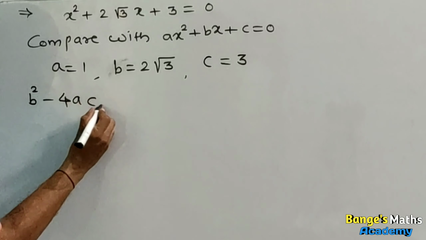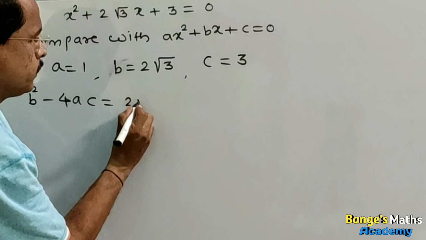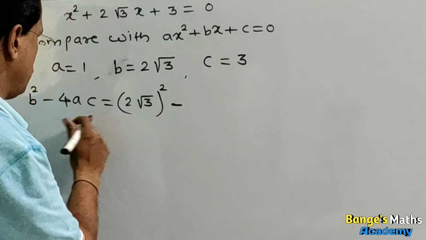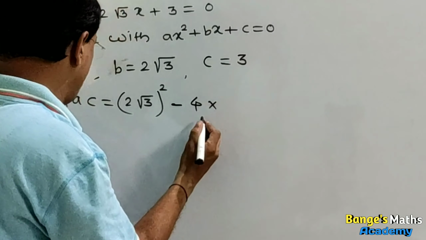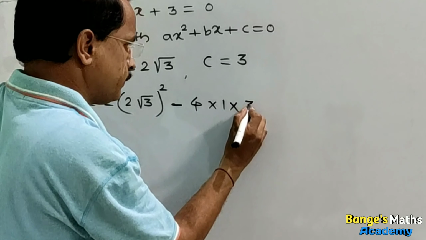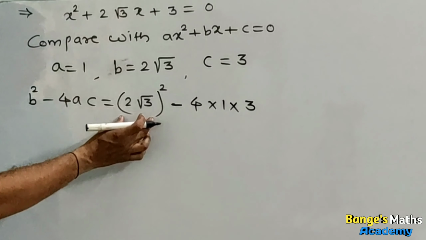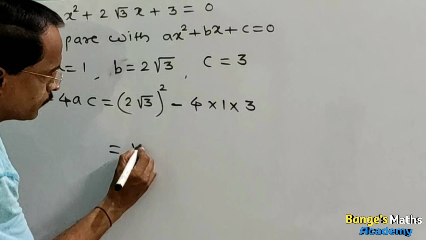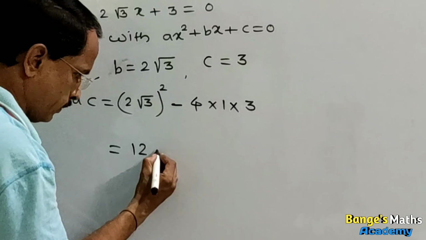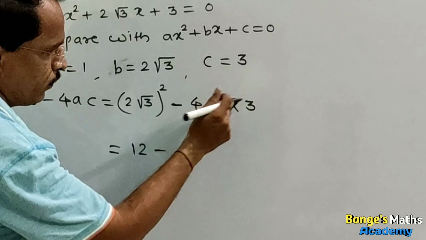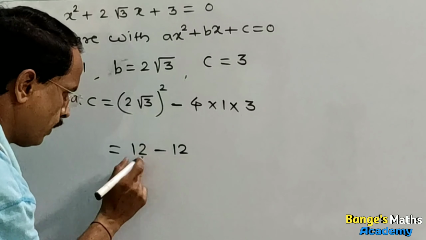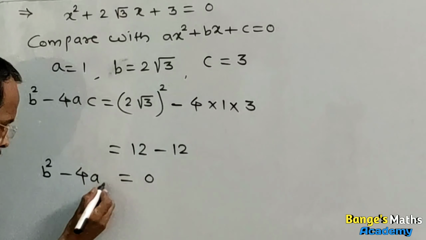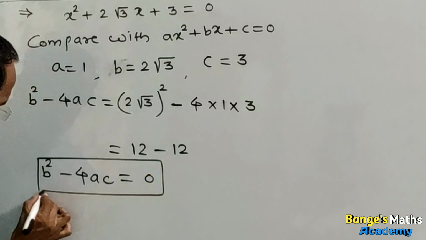b square minus 4ac is equal to, value of b is 2 root 3. b square means 2 root 3 bracket square, minus 4ac, 4 into value of a 1 into value of c 3. Then simplify the square of this. 2 square is 4 and root 3 square is 3. 4 into 3 is 12, minus 4 into 1 into 3, 12. 12 minus 12 is 0. So we got the value of b square minus 4ac is 0.